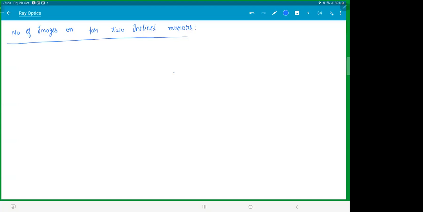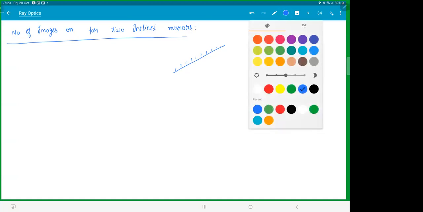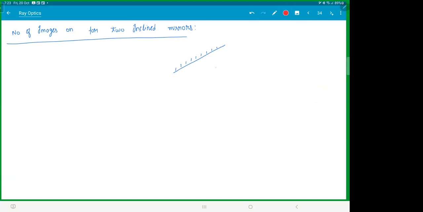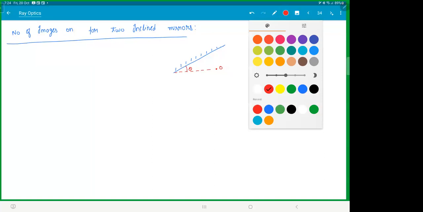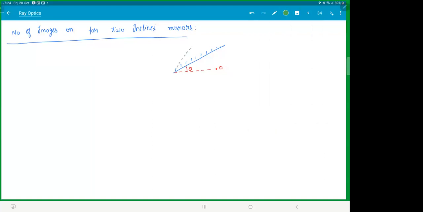So let's say we have a mirror. And if you take an object here, and if this is angle theta, you will find the image will be somewhere here, and that also makes an angle theta. So basically, whenever you have an inclined mirror, the image and the object, they will make the mirror an angle bisector.